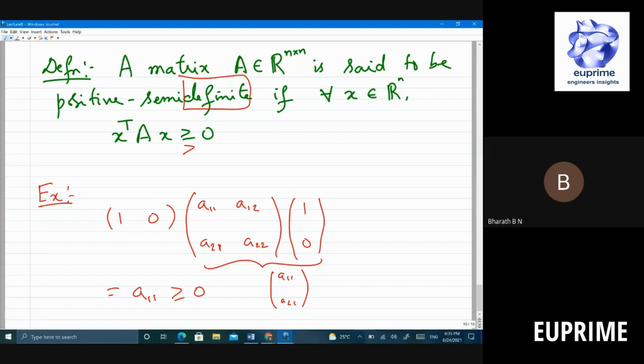That is one thing. What can you say about A22? Well, if instead I use 0 1, it selects A12 and A22, and then when you multiply, it selects A22. So similarly, A22 is greater than or equal to 0. If I take an n cross n matrix, how do you generalize? I can take 1 0 0 0, 0 1 0 0, and so on. So if I multiply, all the diagonal elements should be non-negative. That is one of the characteristics of a positive semi-definite matrix.